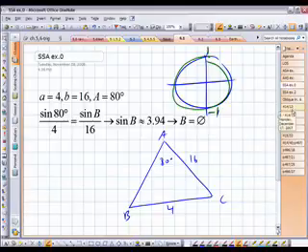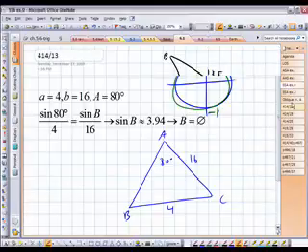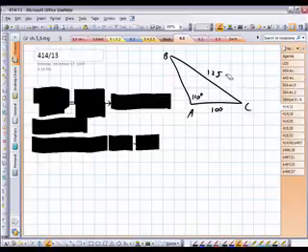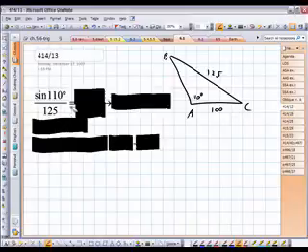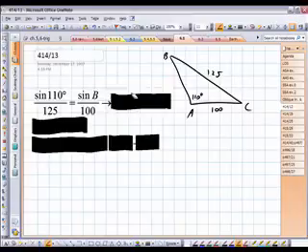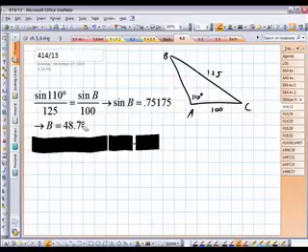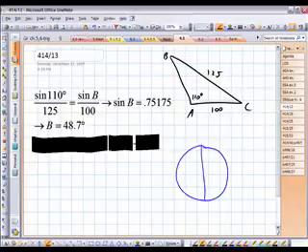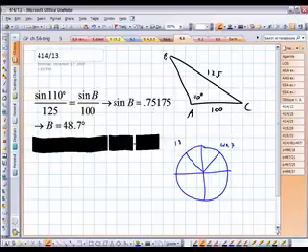Now let's take a look at a 1 triangle case. We have side 125, side 100, and then we have this angle 110 degrees. So using the law of sines, it's sine of 110 over 125 equals sine of B over 100. When I solve this for sine B, I get 0.75175. Now, taking the inverse sine, I would get 48.7 degrees. But the thing is, inverse sine evaluates in quadrants 1 and 2. So one angle is 48.7. The other angle, which would give you this sine value, is 180 minus 48.7. So maybe that angle works as well.